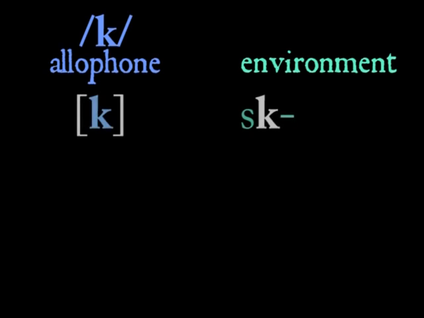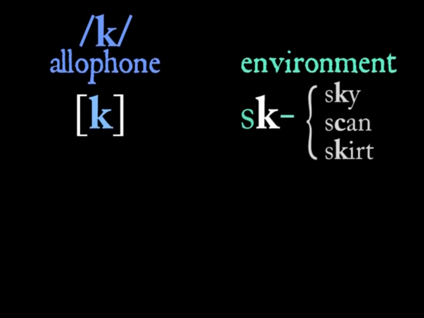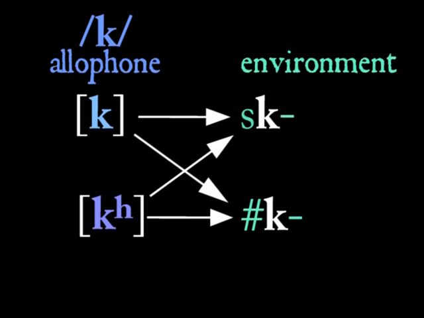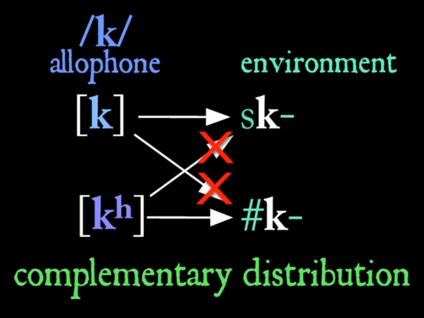After S, we hear only K: sky, scan, skirt. But at the beginning of a word, we hear K: can, keep, cool. These allophones show up in different environments. Where we find one, we won't find the other, and vice versa. That kind of mutually exclusive relationship is called complementary distribution.